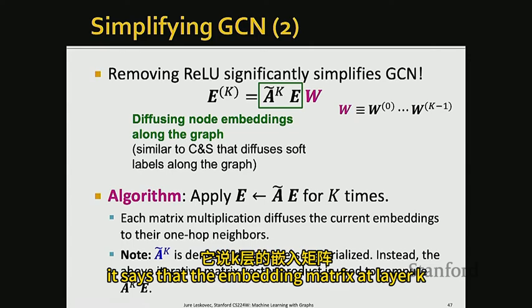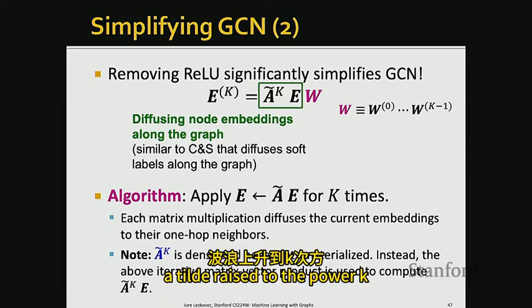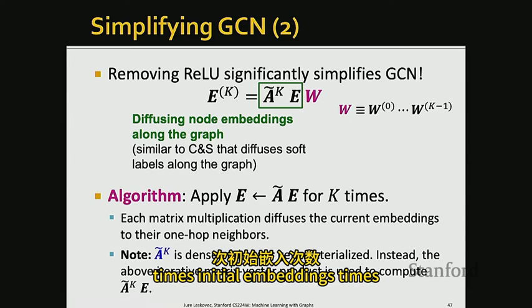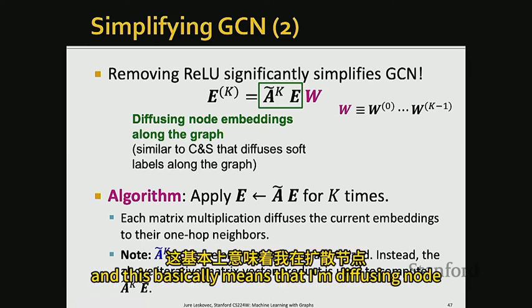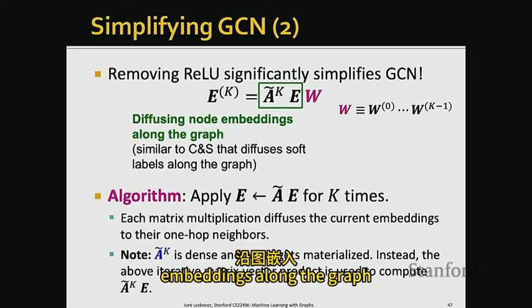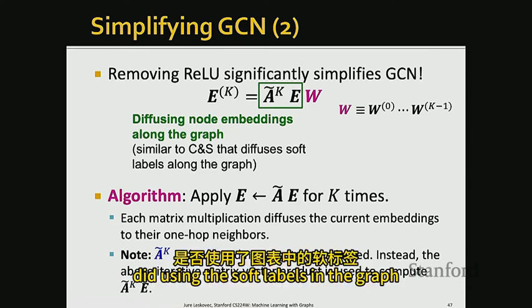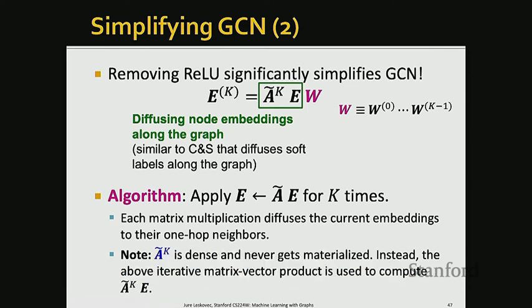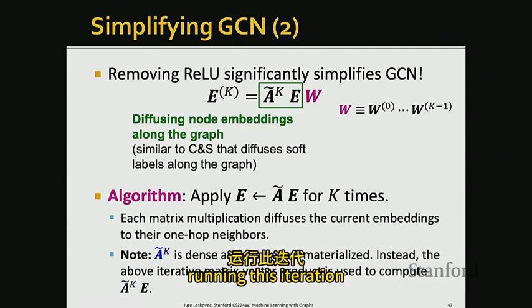It says that the embedding matrix at layer K is simply A tilde raised to the power K times the initial embeddings times parameter matrix W, okay? And this basically means that I'm diffusing node embeddings along the graph in a similar way to what Correct and Smooth did using the soft labels in the graph. So what's the algorithm? The algorithm that these people are proposing is that you are simply running this iteration.